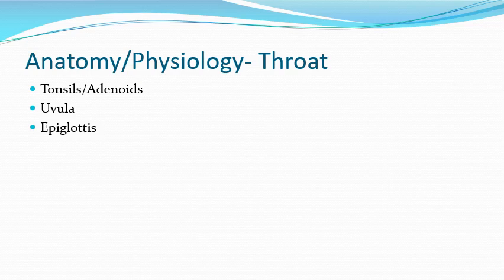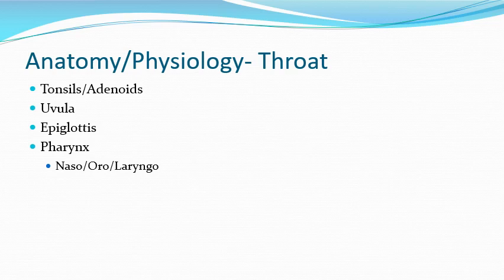The epiglottis is basically like a little flap that sits between the oropharynx and the laryngopharynx. We'll talk about the different parts of the pharynx or the throat, but basically the epiglottis is responsible for preventing food from entering the larynx, which we'll be talking about in a little bit. So as you're eating and swallowing, the epiglottis will close so that the food can be directed into the esophagus.